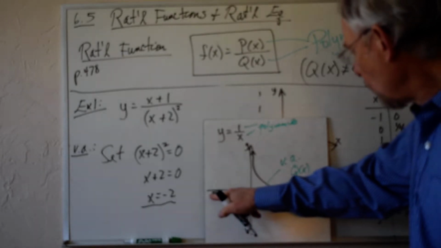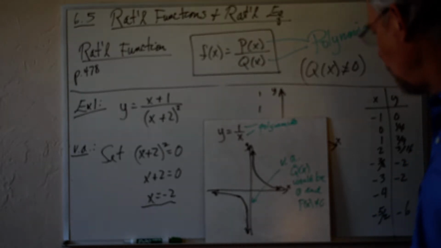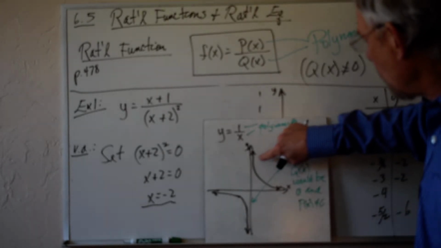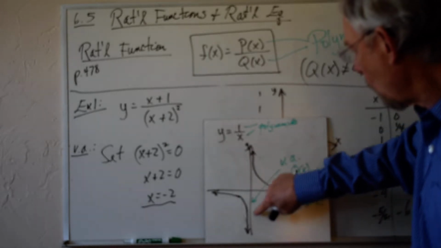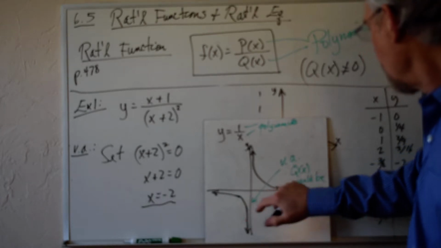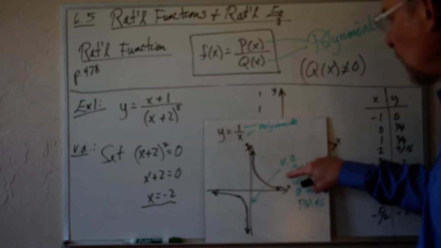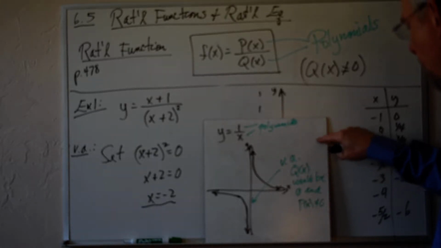And we recall that the graph of the function looks like this. These two curves, two pieces that don't touch each other. And they both get infinitesimally close to the y-axis, but they never touch it. So that's called a vertical asymptote, which we normally abbreviate with VA.